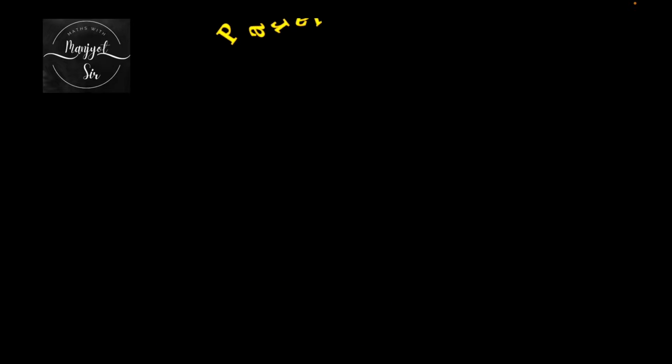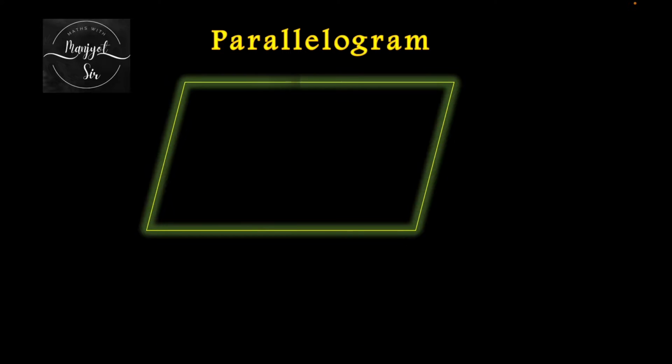So if you observe on screen, I have drawn one four-sided closed figure and we all know that a four-sided closed figure is called a quadrilateral. So this is a quadrilateral. So remember that a parallelogram is a type of quadrilateral. Very good, superb. Now let's understand this figure a bit more.